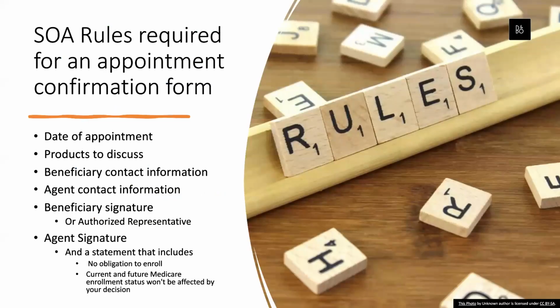So we have the scope of appointment rules required for an appointment confirmation form. There isn't a specific format that Medicare requires. The scope of appointment form must include the following: date of appointment, products to be discussed, beneficiary and agent contact information, beneficiary signature or authorized representative, agent signature, and a statement that includes the following items: that there is no obligation to enroll, and current and future Medicare enrollment status won't be affected by their decision.